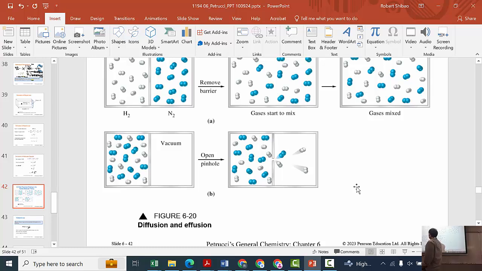This is a different process here. Here we have a vacuum, so there's no gas here. And then what we do is pop a pinhole there. When we pop a pinhole, then the gases can escape out of the pinhole. This process of escaping out of the pinhole into a vacuum is called effusion. So up here we have diffusion, down here we have effusion.